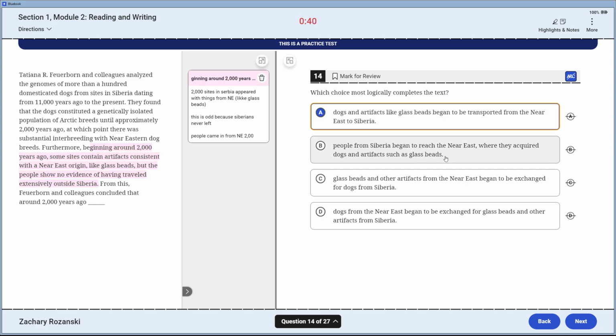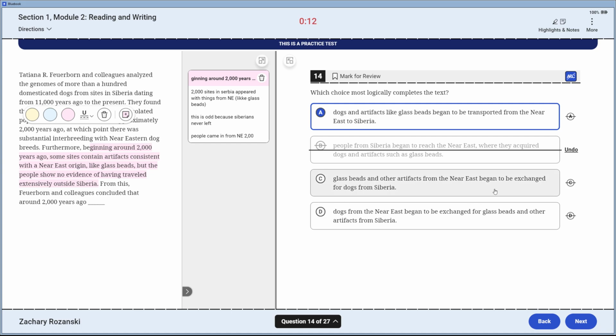People from Siberia began to reach the Near East, where they acquired. No, we don't have extensive traveling. Glass beads and other artifacts from the Near East began to be exchanged with dogs. Dogs. Where did dogs come from? Dogs is the gene. More than 100 domesticated dogs from Siberia dating. They found that the dogs constituted a genetically isolated population until 2,000 years ago, and the breeding.